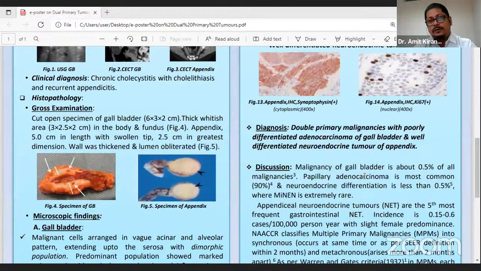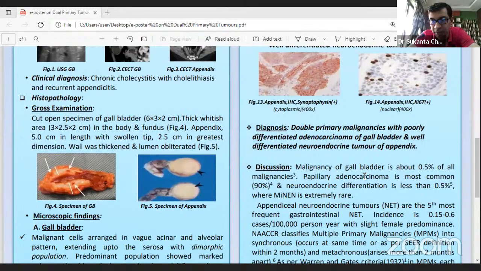Sir, may be possible, but as per the definition of MiNEN, it should be at least 30%. The two components should be at least 30%. For mixed, it is at least 30%. So you are establishing that your histological diagnosis of neuroendocrine component in GB was wrong as proved by IHC. Yes, sir.